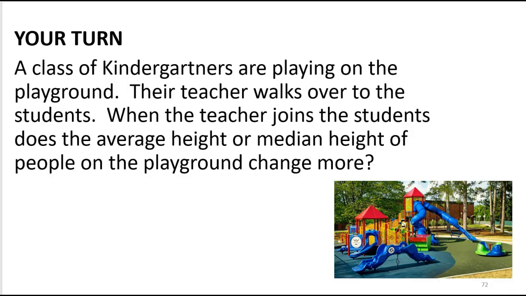Now that you've read the example in the notes, try this example on your own. Think about it for a moment, and then when you come back, we'll talk about the answer. So notice for this example, the teacher is most likely quite a bit taller than all of the kindergartners. Therefore, the teacher's height is an outlier. When we add an outlier to the data set, the mean height will change more than the median height.